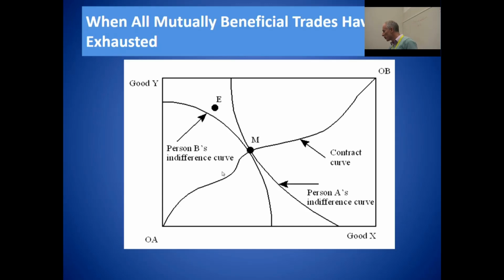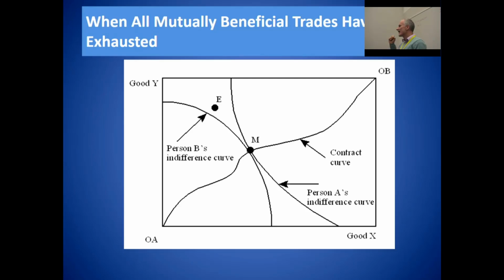If, for example, we move from point M to a point there, where I'm just indicating, would person A be happy to do that? Of course he would. He would be better off. But person B isn't going to go from point M to a point such as that, because he would move on to a lower indifference curve. He's not going to give up something purely for the benefit of the other. Hence, point M is that point where all mutually advantageous trade has been exhausted.